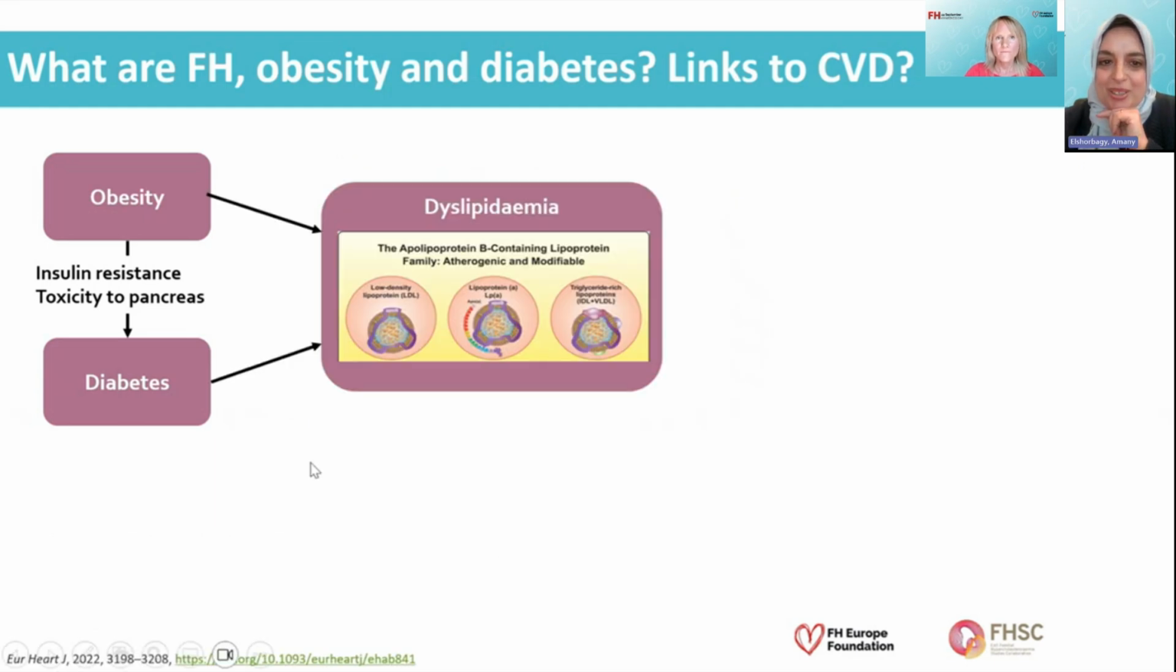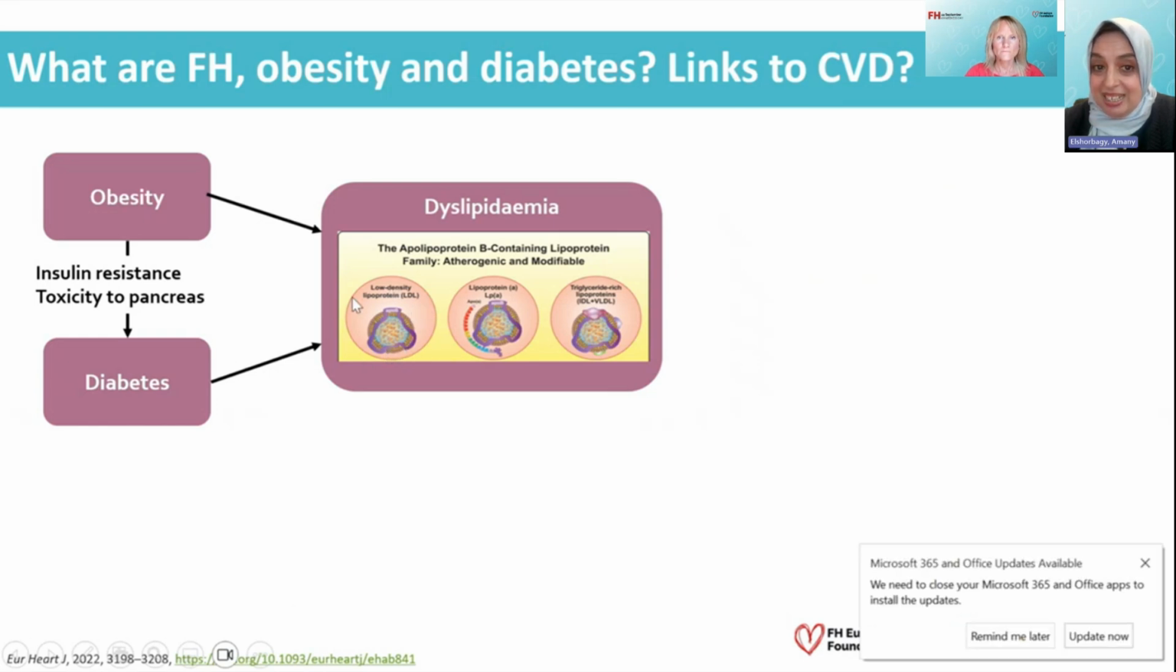So the thing with dyslipidemia, people with familial hypercholesterolaemia will recognize LDL, low density lipoprotein cholesterol. We know it's atherogenic, it causes atherosclerosis, but there are also other types. Obesity and diabetes tend to increase this one, which is what we call the triglyceride-rich lipoproteins. All of these are atherogenic because of this apolipoprotein B, this purple protein circling the lipoprotein.